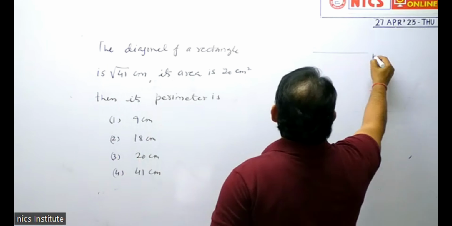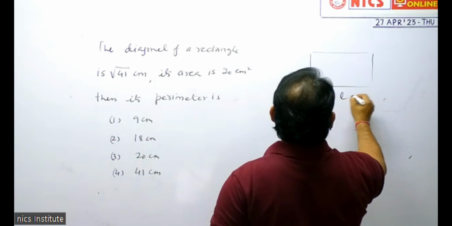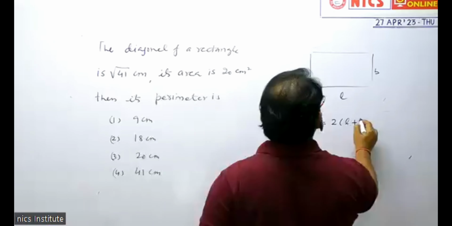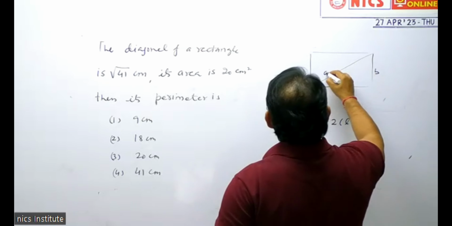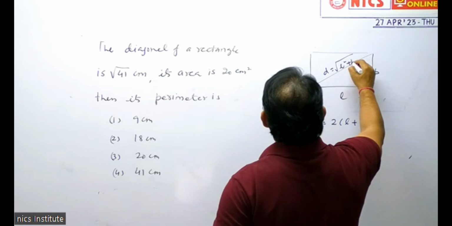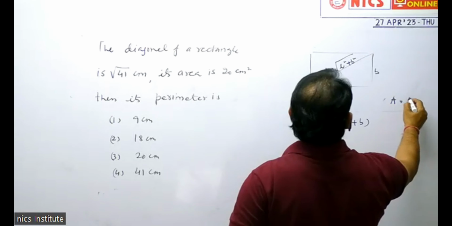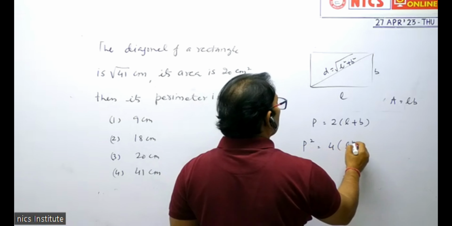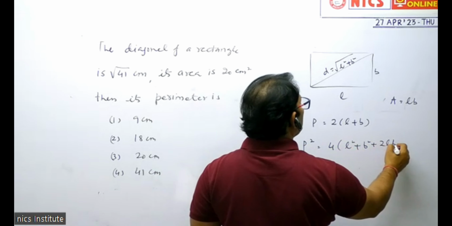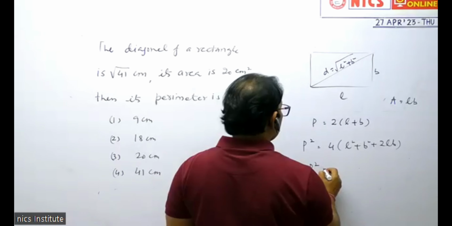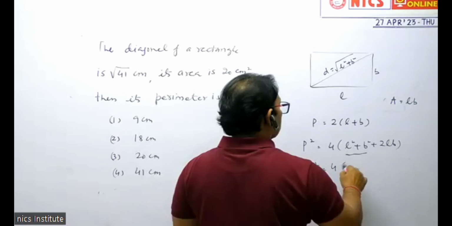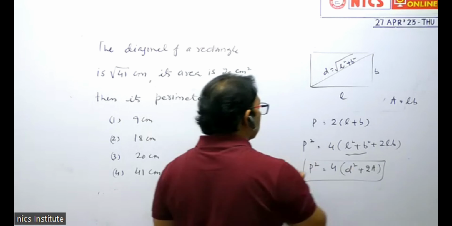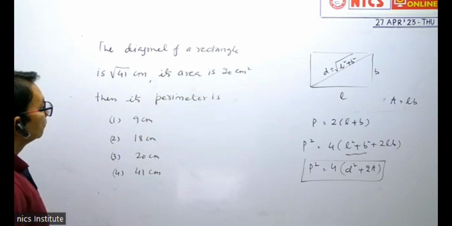Now, if you have a rectangle whose dimensions are L and B, the perimeter would be twice (L plus B). Diagonal would be under root of L square plus B square, and the area would be L into B, right? If I square this, it will be P square equal to 4 (L square plus B square plus 2LB). So this formula gives me a relation between diagonal square and the area. If you only can remember this, you can directly substitute everything over here.